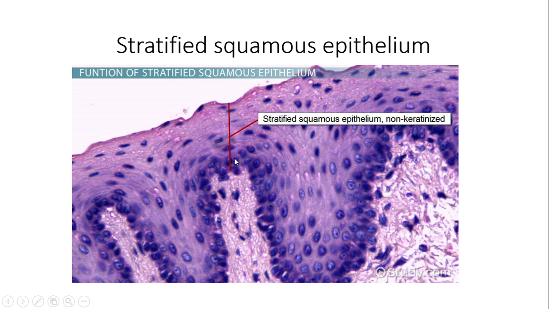And I believe for stratified, the only one they're going to ask you is stratified squamous. I don't think they're going to ask you stratified cuboidal or columnar because it becomes more difficult to identify them when you're comparing them to, let's say, transitional or pseudostratified ciliated columnar. So remember, when you're looking at stratified, it's probably just going to be stratified squamous. Okay, so you see the flat cells at the top over here, and this is just multiple layers of the squamous. So this is stratified squamous.